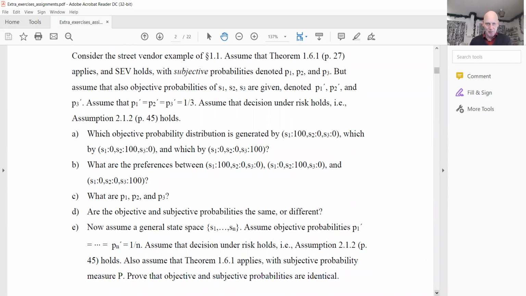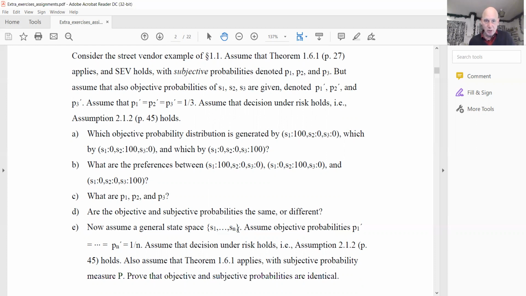Now we go to part E. Part E considers not 3 states of nature, but n states of nature, but again the same objective probabilities for every state of nature. And now you are asked to prove on your own that subjective probabilities must be the same as objective under all those assumptions written there. The reasoning follows the same pattern as we saw before. First, we look at gambles that give you 100 on a state j, nothing otherwise, for j = 1 up to n. We see all of them generate the same objective probability distribution: 1/n probability of 100, (n-1)/n probability of 0.